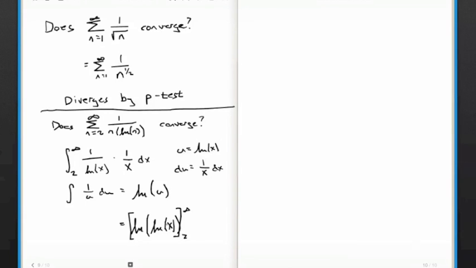Well, the natural log of infinity just goes off to infinity. The natural log of infinity goes to infinity. So this really becomes infinity minus something, the natural log of 2, which is some constant number, but it doesn't matter. So this diverges.